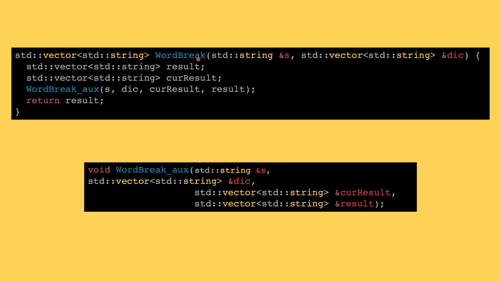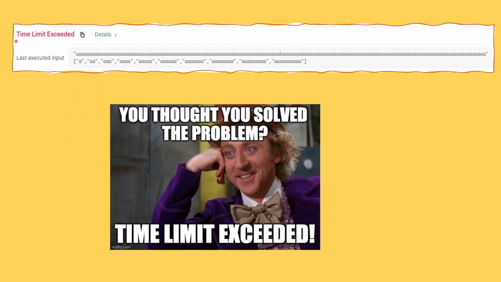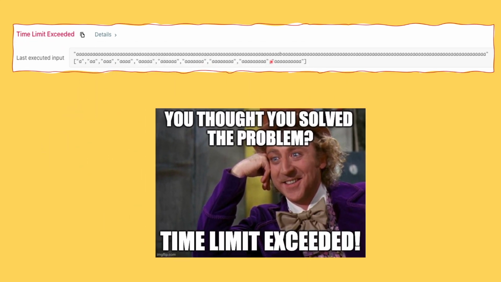Our top level function, which only takes the string s and the dictionary, is responsible for constructing result and current result, passing them to the auxiliary function and then returning the result. So this solution works, except that it takes a really long time to finish. In fact, if you submit this on Leetcode, you would get an error, time limit exceeded. And this is the example on which our current solution takes a really long time, which is not acceptable. So that means we have to be a little bit smarter and make our algorithm more efficient.